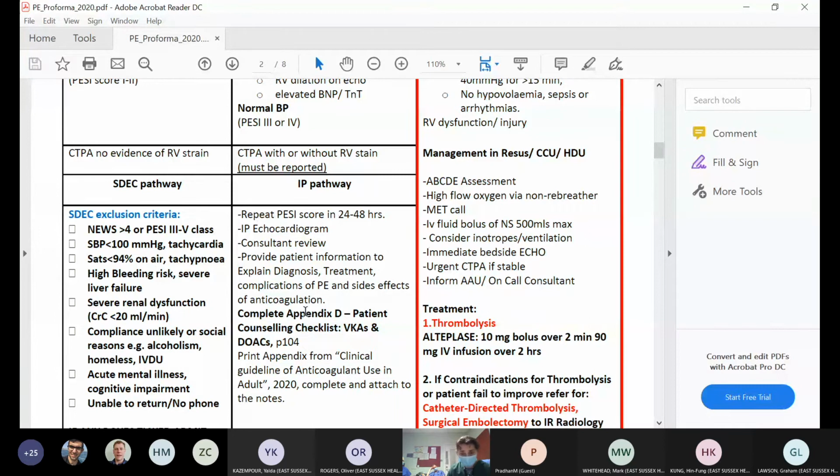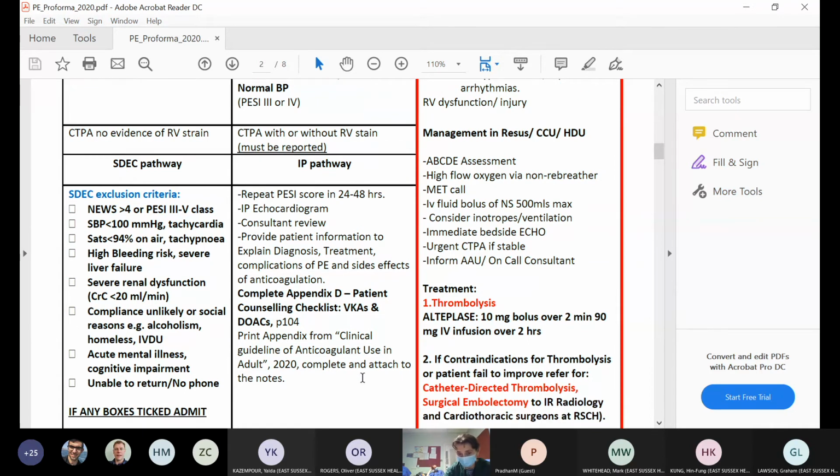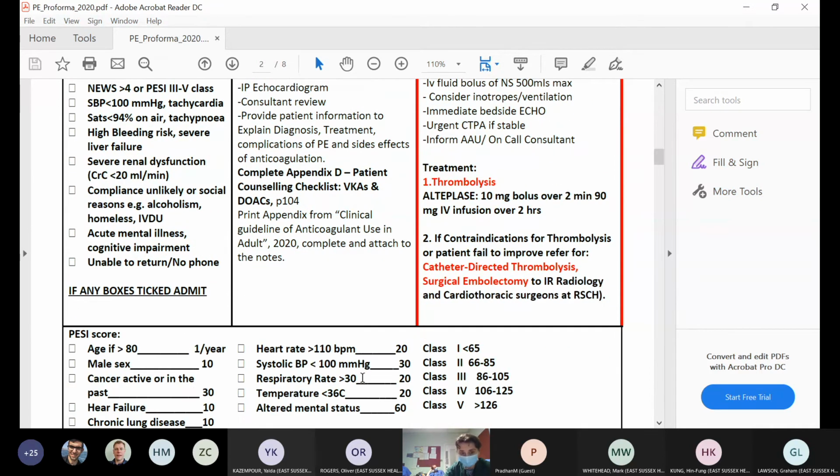But it's a good thing to talk to people and explain what it is, and I will show you where you can find this many-years-approved checklist for anticoagulation in our clinical guideline of anticoagulant use in adults. Okay, it's a little bit too much information, but it's something we have to think about. It's not just prescribing on a drug chart and discharge letter. So speak to people, please.